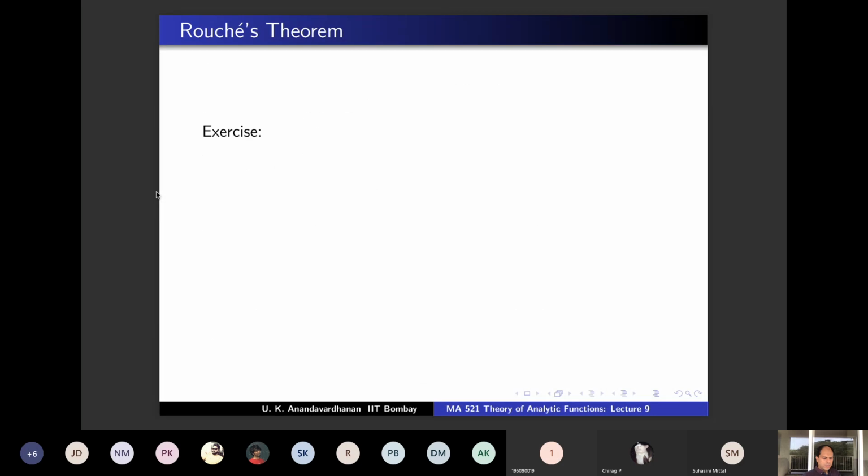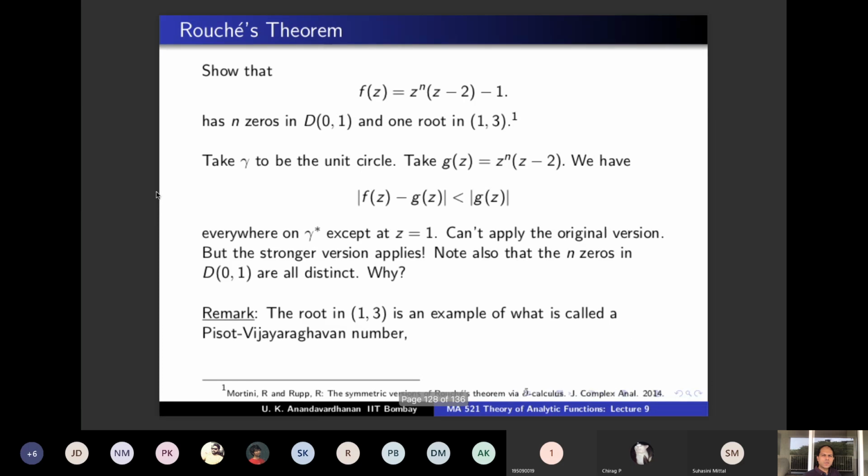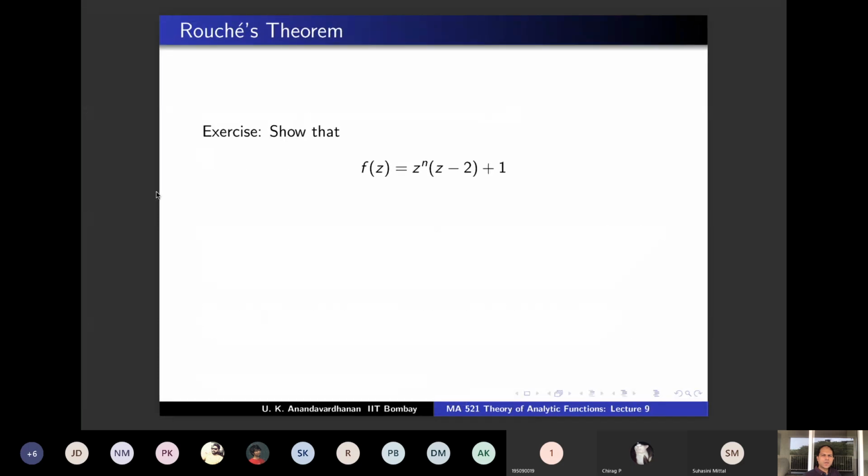Okay. Let's stop and have the discussion session after one exercise. So this is not an assignment. This is not a quiz. I'm not asking you to give me your answer, but you work this out because it's nice. I'm making a small change. Instead of z to the n times (z minus 2) minus 1 here, I put z to the n times (z minus 2) plus 1.